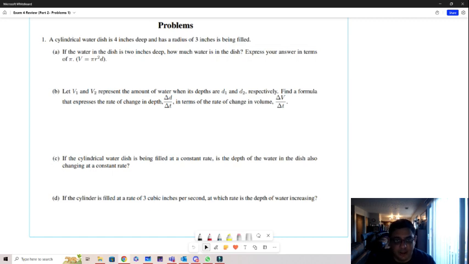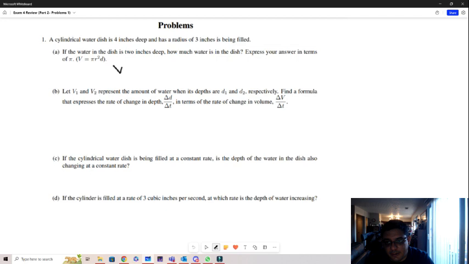a radius of 3 inches, being filled. If the water in the dish is 2 inches deep, how much water is in the dish? To calculate this, we use the volume, which is given by pi r squared d. In this scenario, V will be pi times r, which is 3, so 3 squared, and we know that the depth is 2. So overall, this is going to be 9 times 2, 18 pi, and this is going to be inches cubed.